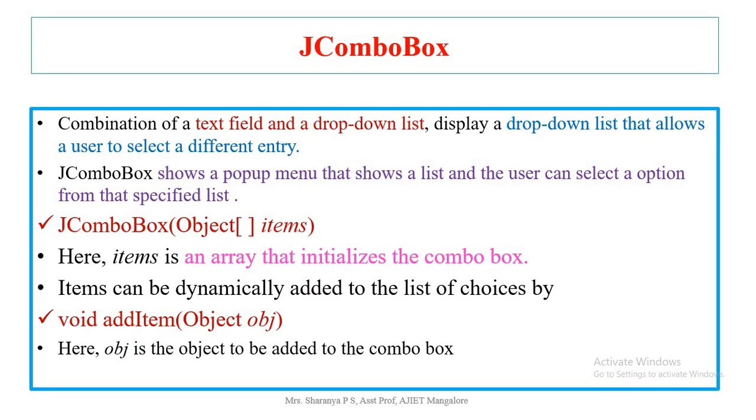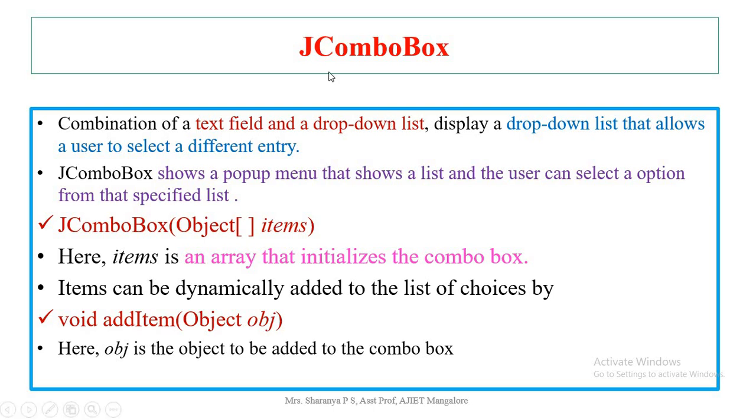This is a combination of both a text field and a drop-down list. When we create this JComboBox, we will be able to see a kind of text field structure, but with a list of elements in a drop-down menu. Whenever we use JComboBox, it shows a pop-up menu with a list, and the user can select an option from that specified list.